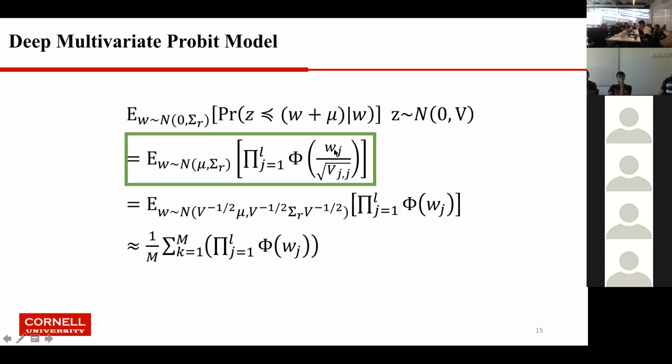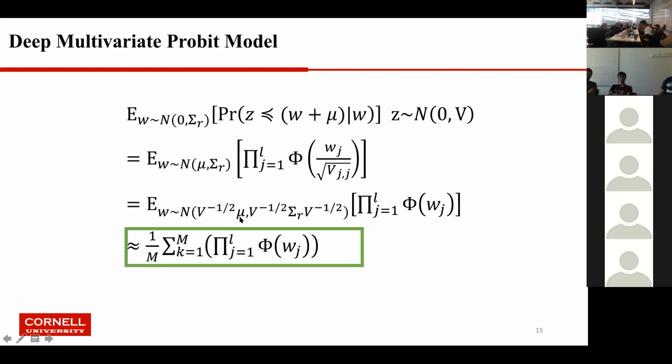So by doing this, we can estimate our joint likelihood by taking an expectation over the product of a lot of one-dimensional CDFs. And furthermore, we can rescale the independent part, the matrix V, as well as the residual covariance sigma and our mean, to make it more elegant. We can sample from what we call the rescaled residual distribution, apply the one-dimensional CDF function to each sample directly, multiply them together and average. We can estimate the joint likelihood without bias.